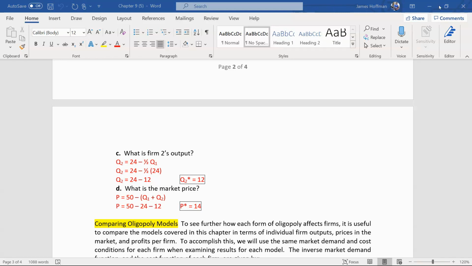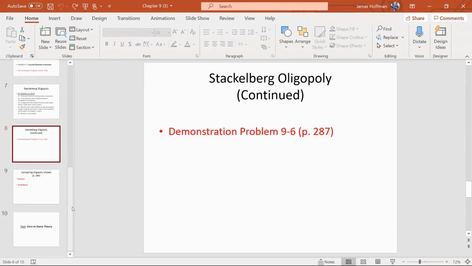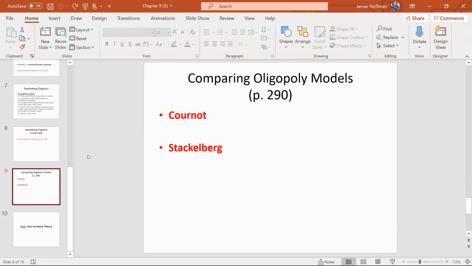Okay, so those are the main two models I want you guys to know for chapter 9 for these oligopolies. We've got the Cournot type, like the game console market, where they kind of split the market, and you have the Stackelberg, like the spreadsheet market, where you have a leader and a follower. You can probably think of many more examples for both types, but understanding the model is the most important thing.